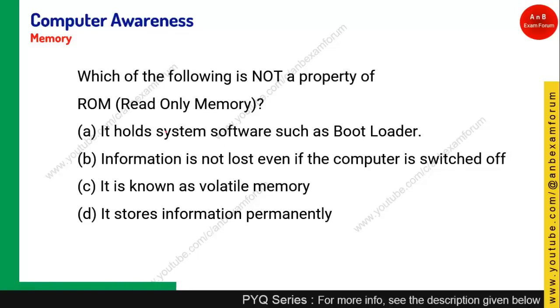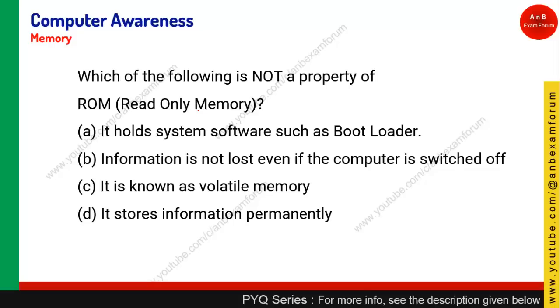Which of the following is not a property of ROM? ROM is read-only memory, and read-only memory, is it volatile or non-volatile? Yes, it is non-volatile. So option C, it is not volatile, it is a non-volatile memory. Volatile means the information will be lost if the power is gone, whereas in read-only memory, if power is lost, nothing is lost, it will be retained in that memory. So ROM is a non-volatile memory, whereas RAM is the volatile memory. So option C is the right answer.